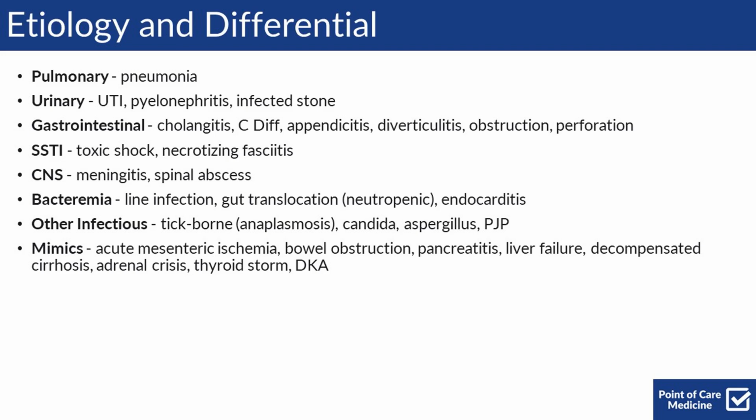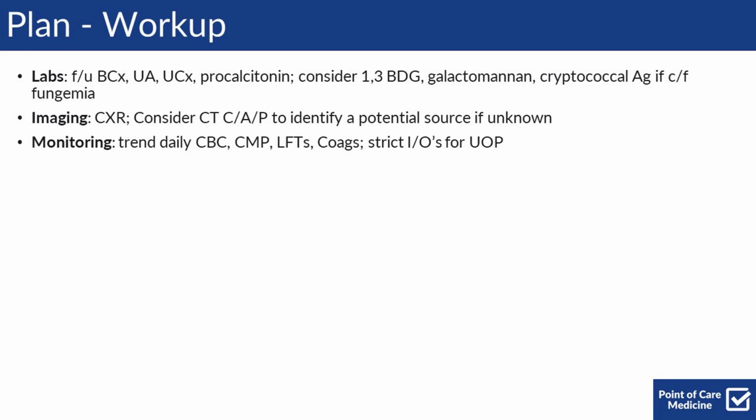Bacteremia can be from line infections, gut translocation in neutropenic patients, and endocarditis. Other infectious etiologies can be tick-borne, including anaplasmosis, Candida, Aspergillus, and PJP. Some mimics that might appear like sepsis include acute mesenteric ischemia, bowel obstruction, pancreatitis, liver failure, decompensated cirrhosis, adrenal crisis, thyroid storm, and DKA.